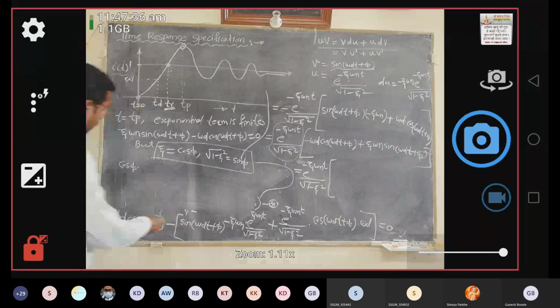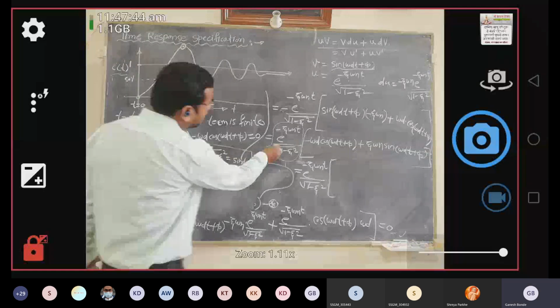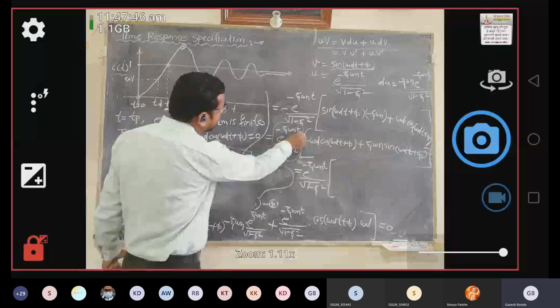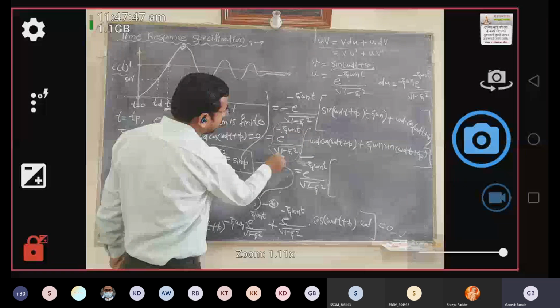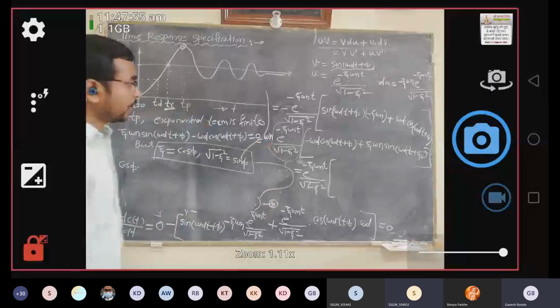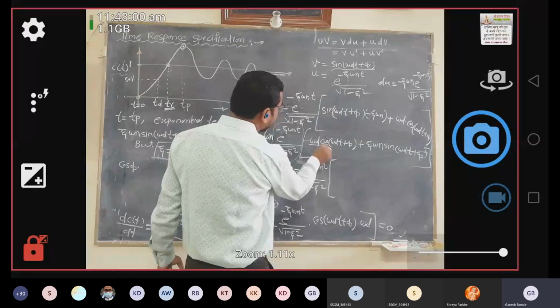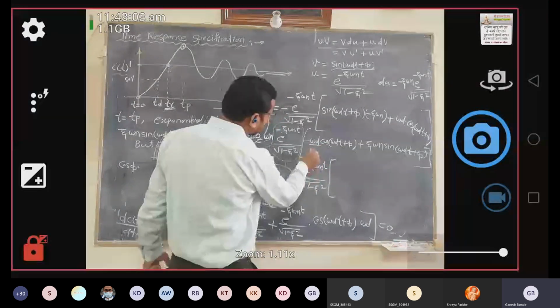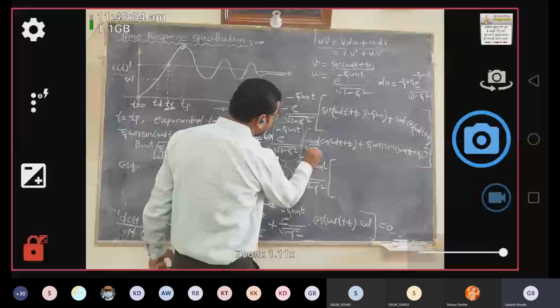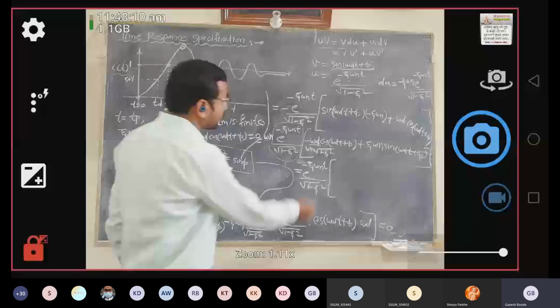So here, one more modification you can do. Here we have taken out the term minus zeta omega n t upon square root of 1 minus zeta square. So you just take out the common term, that is omega n into this term. So how will you take omega n common? Omega d is equal to what? Here you just substitute omega n into square root of 1 minus zeta square.